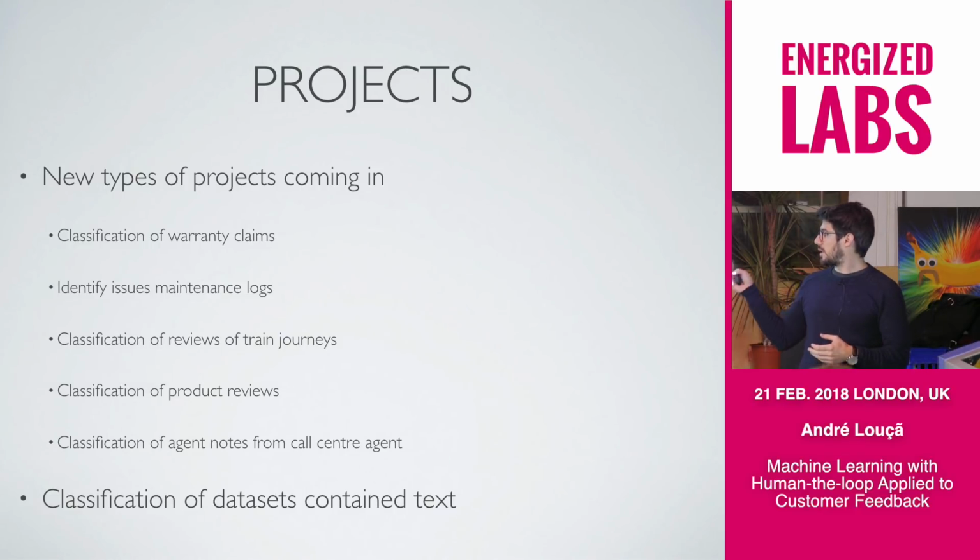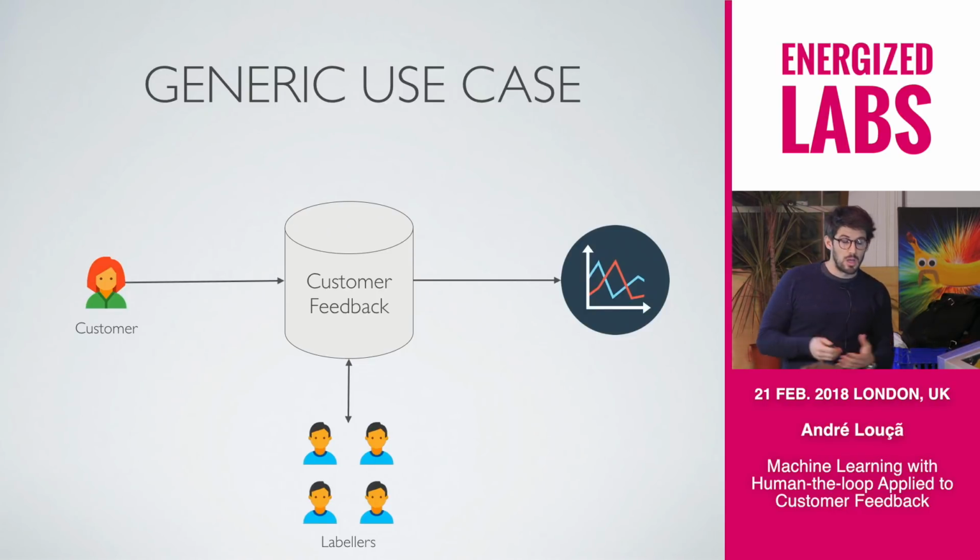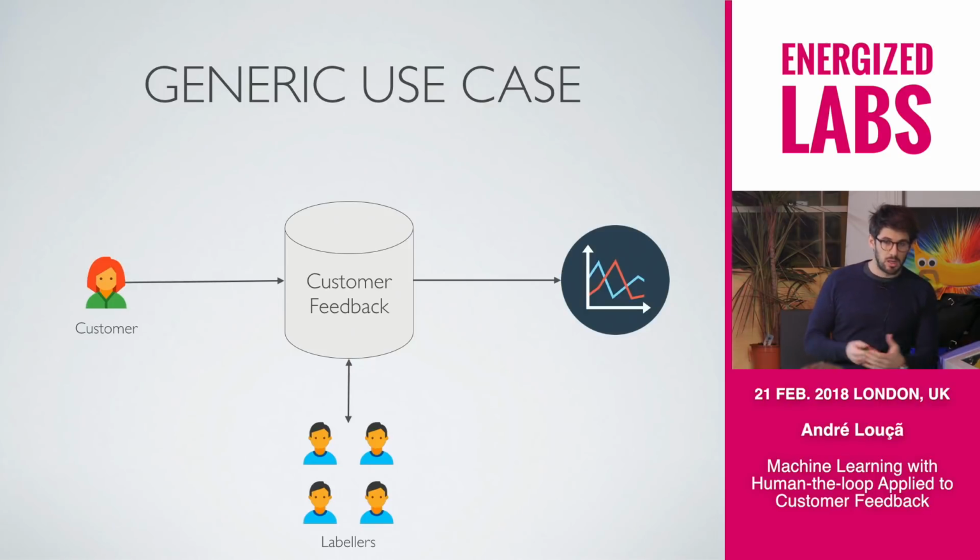However, the big commonality was that all of those data sets, all of those problems were based on text, and we needed to classify based on text. So we created a generic use case where we have a customer. That customer provides some customer feedback. That customer feedback can be a product review, or a support ticket, for example on Intercom or Zendesk, or even a call to a call center where the agent just wrote down some notes. All of that is customer feedback, voice of customer, you name it.